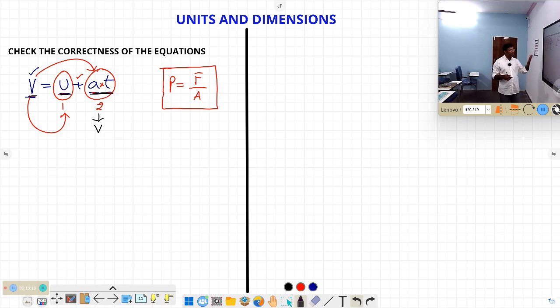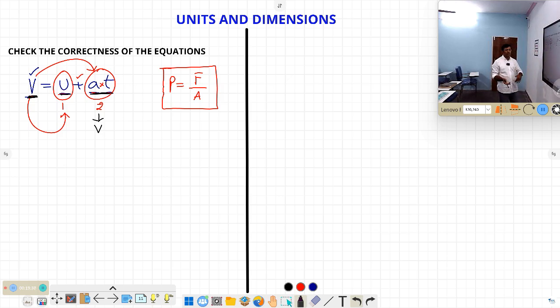Similarly here, the velocity physical quantity is on the left side, and on the right side we have two addition terms. These two terms must have the same type of quantities. Both are velocity, then only you can add. Both are pressure, then only you can add. Both are force, then only you can add. Two different terms cannot be added. If you find two terms are different, then that is not a correct equation.